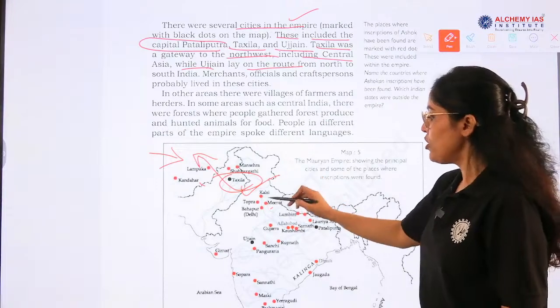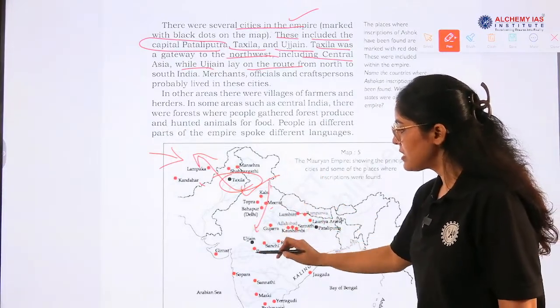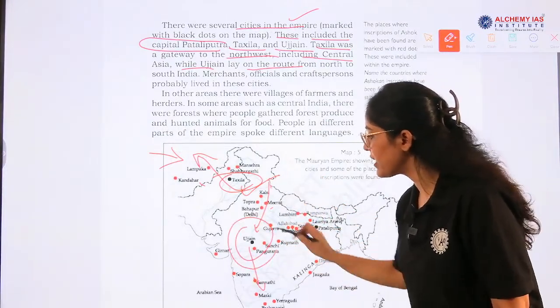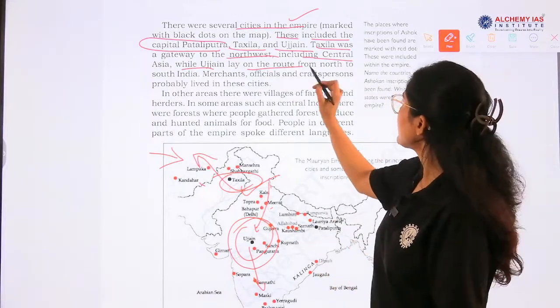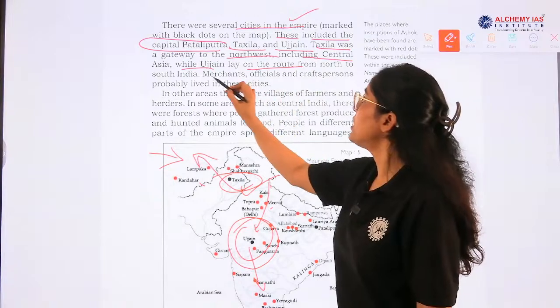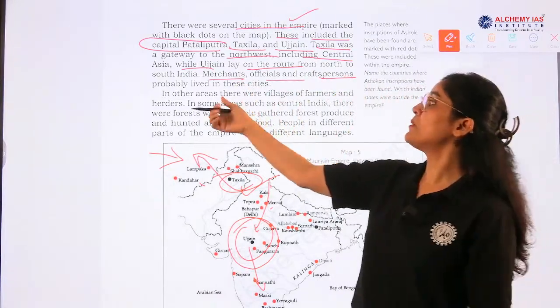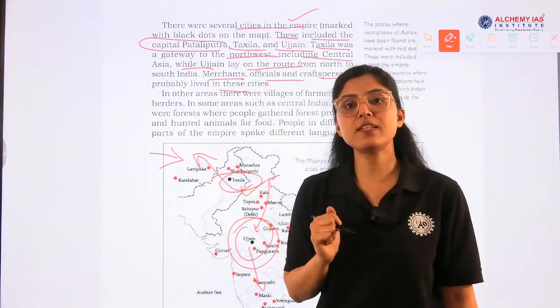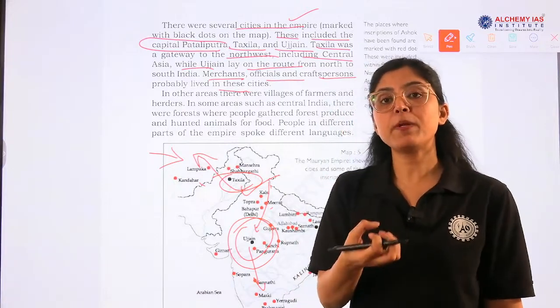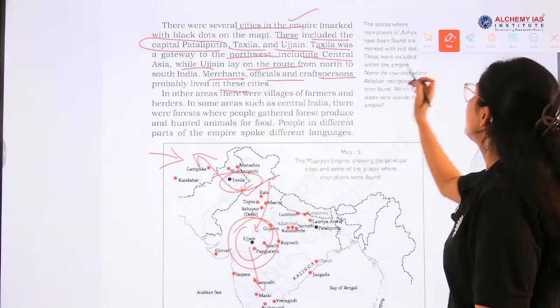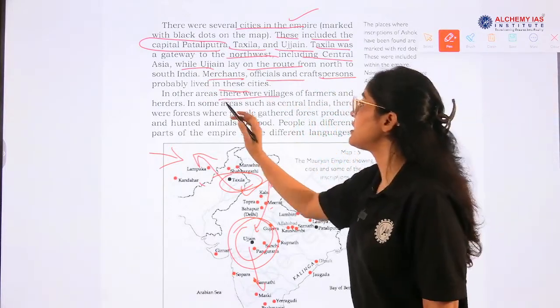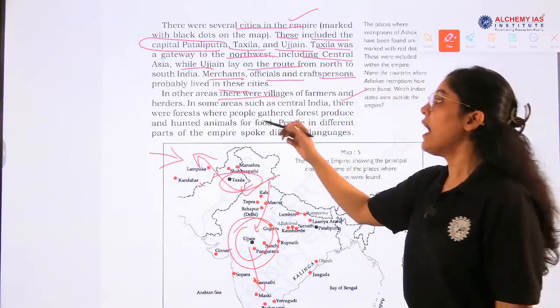So north to south, Ujjain was connecting, and this is the importance of Ujjain. Now, on the north to south, merchants, officials and craftspersons probably lived in these cities. So in cities, there were merchants, officials and craftspersons. In other areas, there were villagers, farmers and herders.